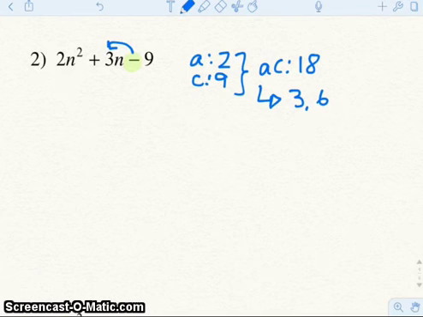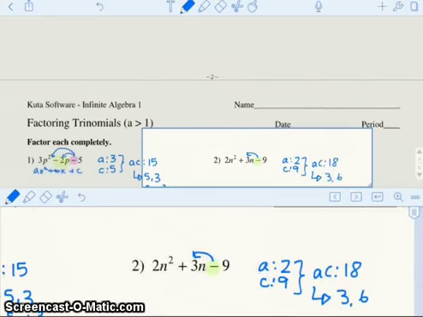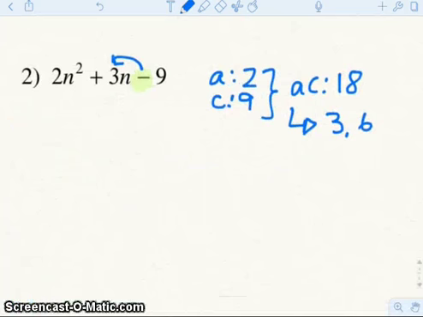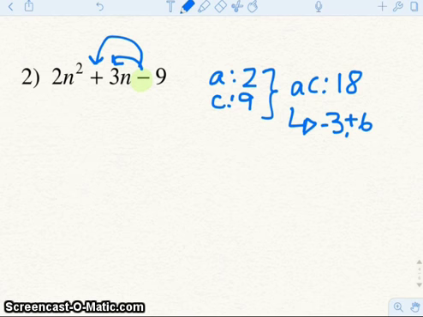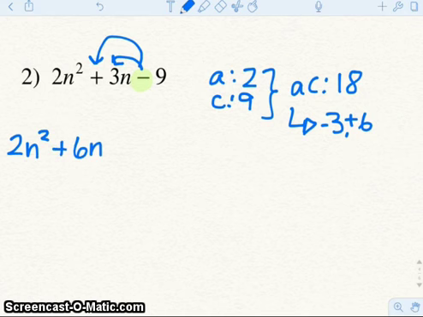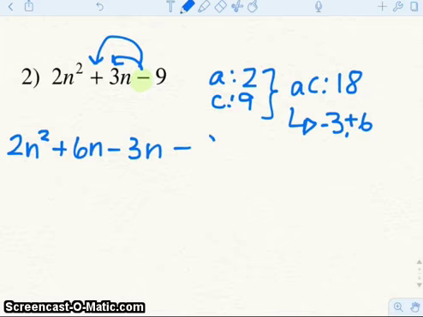All right, back to my signs to get another clue. The second sign is negative, so it tells me they're going to be different. And then I look to the first sign to tell me the sign of the larger number. So the first one, the bigger one, needs to be positive, so plus 6 and minus 3. So now I'm going to rewrite 3n in terms of 3 and 6. So I recopy the 2n squared. I use plus 6n minus 3n minus 9.